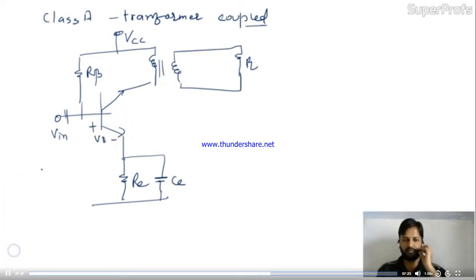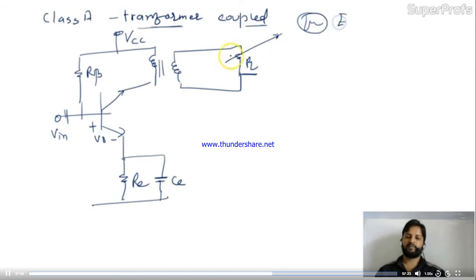Okay. So here in this case, what we are doing, we are connecting one transformer, and in the transformer we are connecting the load. But in the direct couple we are using RC over here. So what is the advantage of transformer couple? See, it will increase the efficiency, as well as it will provide the DC isolation.